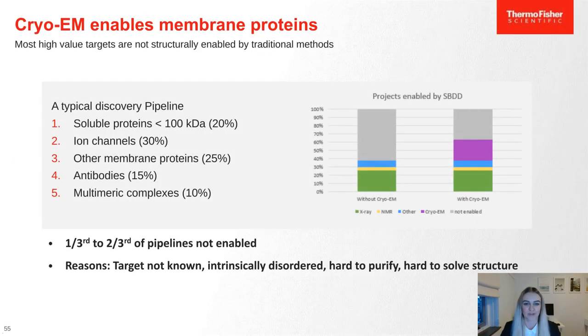Okay. So let's start more generally. Drug discovery pipelines can consist of soluble proteins. It could be small, it could be antibodies or multimeric complexes, or it consists of membrane proteins such as ion channels and GPCRs. But unfortunately, up to 60% of the pipelines are not structurally enabled, and that could be because the targets are not known or they're disordered. They could be hard to purify or to crystallize.